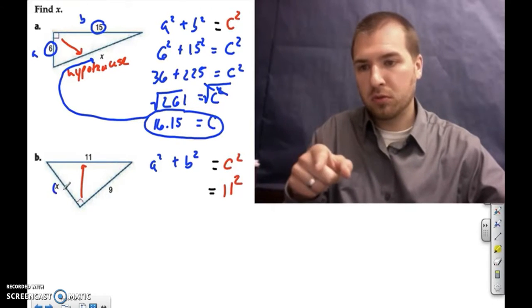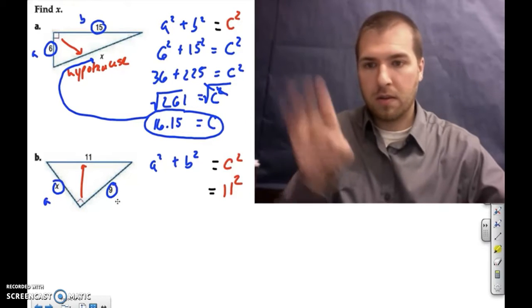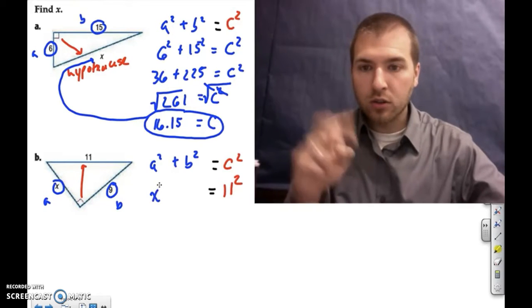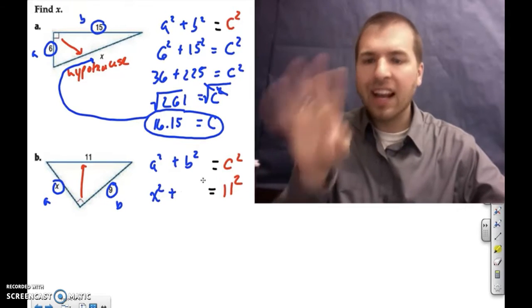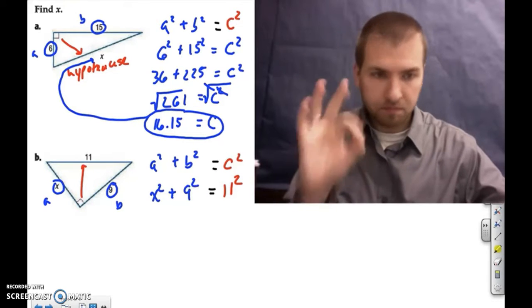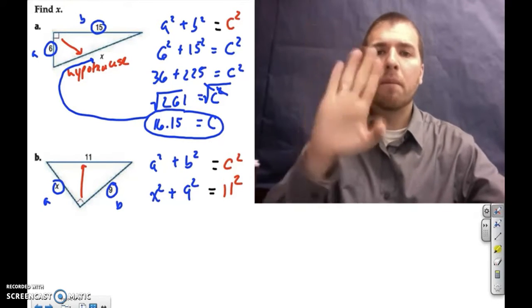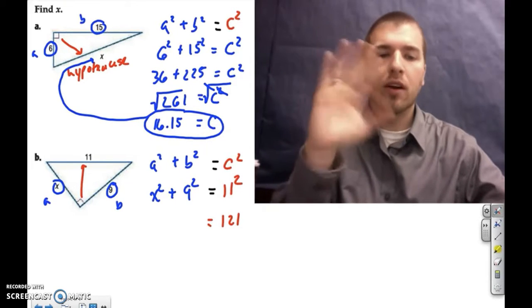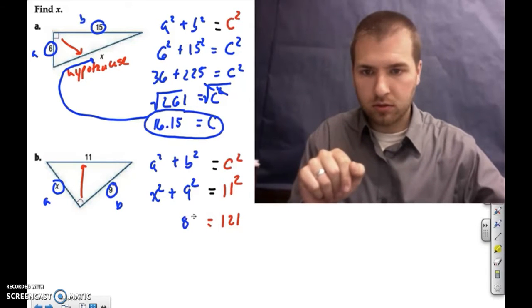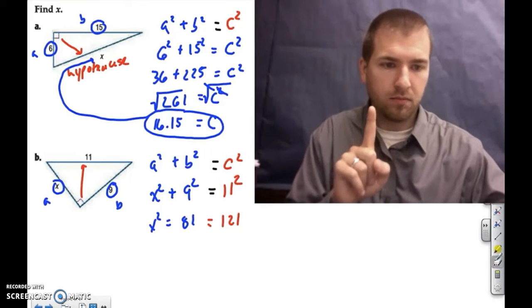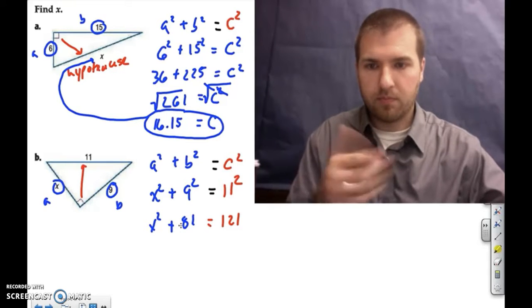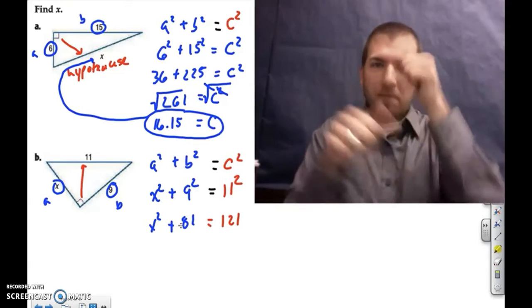Now A and B, it really doesn't matter which one you pick, so we'll just have x be A and 9 be B. So I'm going to put them into our equation. So we'll do x squared plus 9 squared. Now 11 squared is 121. 9 squared is 81. Oh, wait. Sorry, I put an equal sign instead of a plus sign. Let me fix that. Plus. Okay, and then x squared.